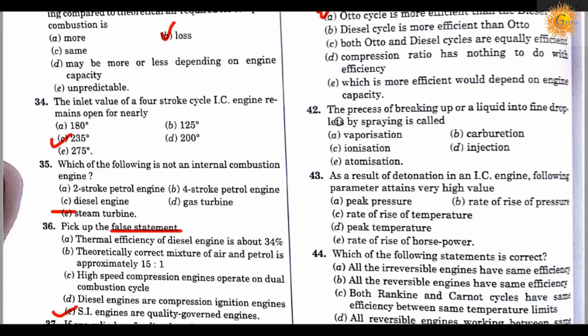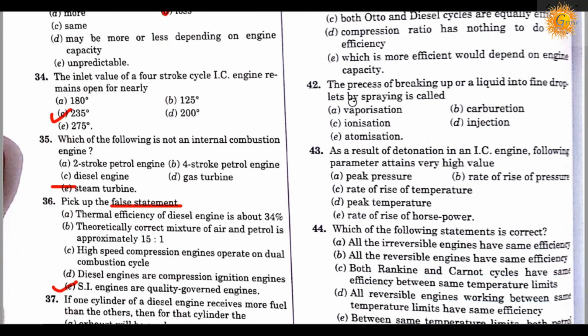Question number 42. The process of breaking up a liquid into fine droplets by spraying is called: option A, vaporization; option B, carburation; option C, ionization; option D, injection; and option E, automation. So the correct answer is E, automation.